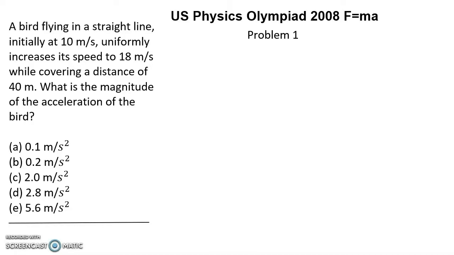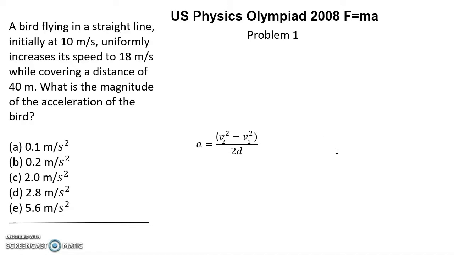Solution. This is a typical kinematic problem. We use the regular kinematic equations for motion with constant acceleration. There are four equations which we use for such problems. The first three include time, and equation number four is without time, connecting initial and final speed, distance, and acceleration. And this equation, in the form to find acceleration, looks like this.